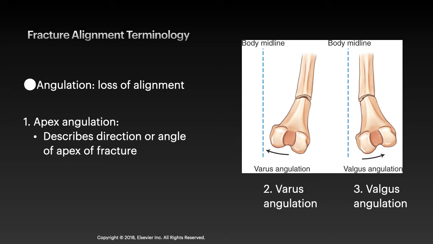Angulation, loss of alignment. There are 3 types of angulation. You have the apex angulation, which describes the direction or angle of the apex of the fracture. Number 2 would be a varus angulation, which is an angulation towards the midline of the body. Number 3 is the valgus angulation, which is an angulation away from the midline of the body.